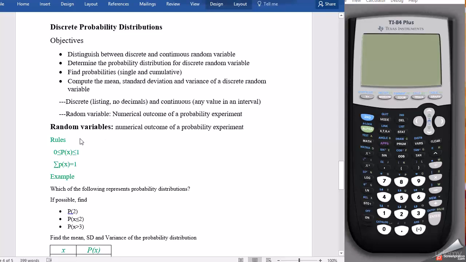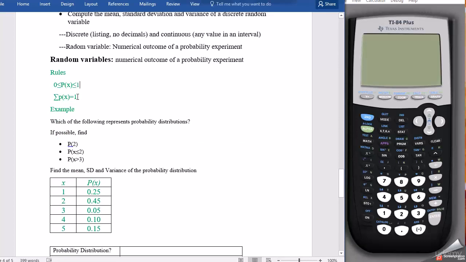Let's first start with some of the rules. We've talked about the first one. We said that each individual probability must be between 0 and 1, 0 and 1 included. If any probability does not satisfy this condition, then it's not a probability distribution. The second condition is that when you add all the individual probabilities in the distribution, the sum should be equal to 1. No more, no less.